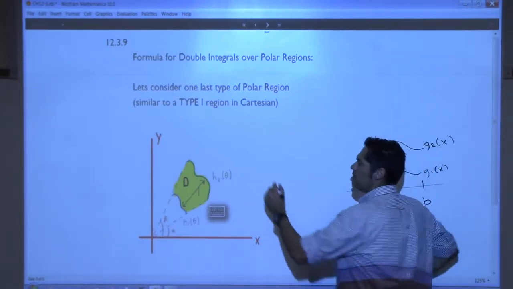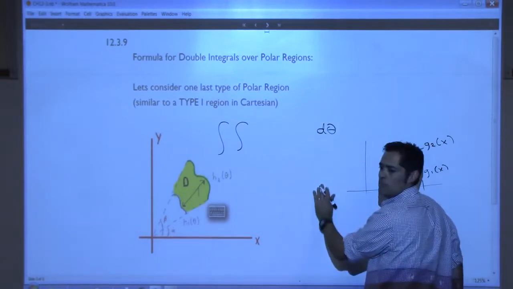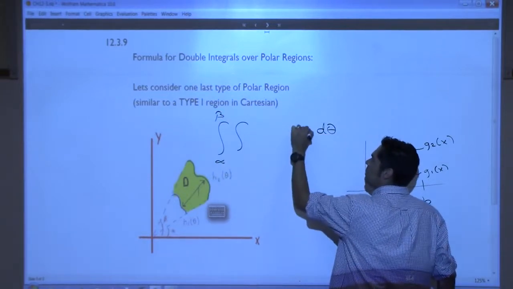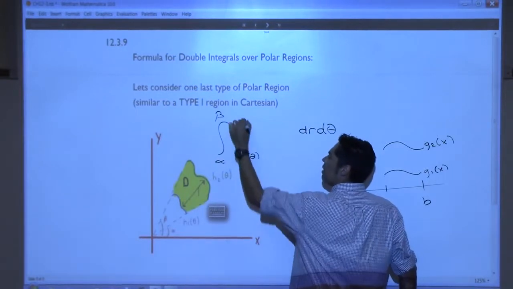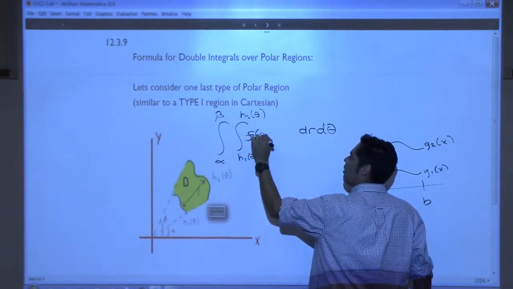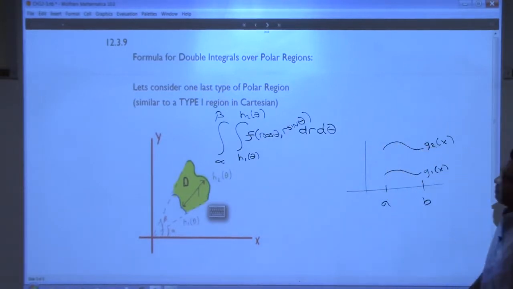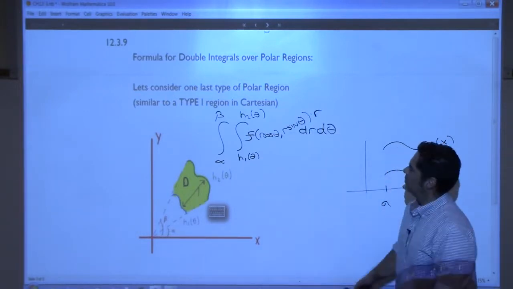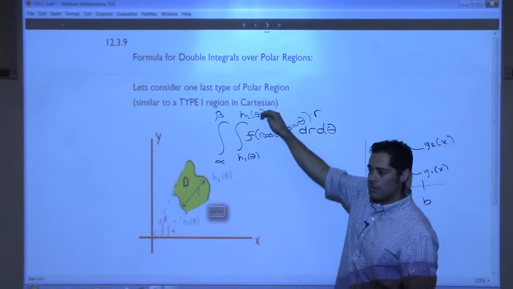If you have something like this, your outer limit of integration is going to have to be your d theta, because that's going to be stuck between alpha and beta. Then you're going to have dr. Your radius is stuck between two functions of theta, h1 theta, h2 theta. And then this in here, it doesn't change. F of r cosine theta, r sine theta. So you see now, oh, what am I forgetting? R. So see, I can't switch these because these are no longer constants.